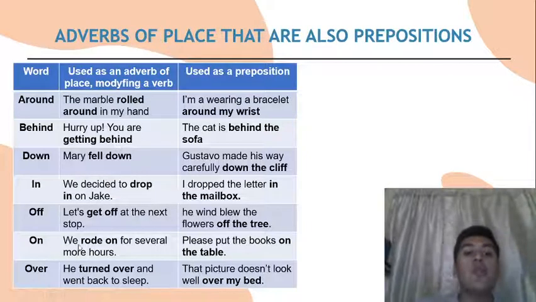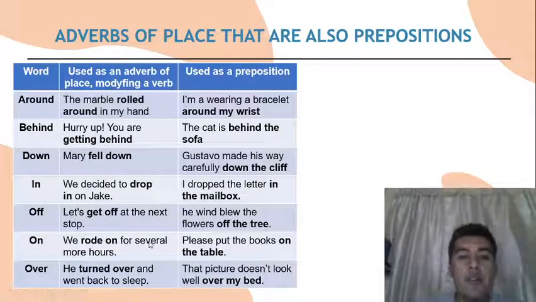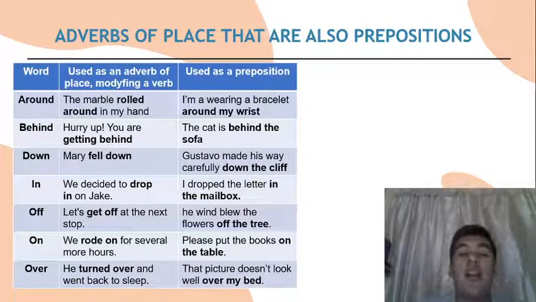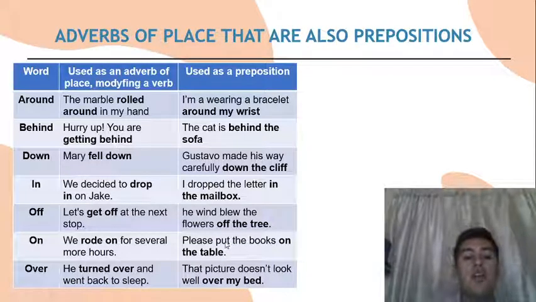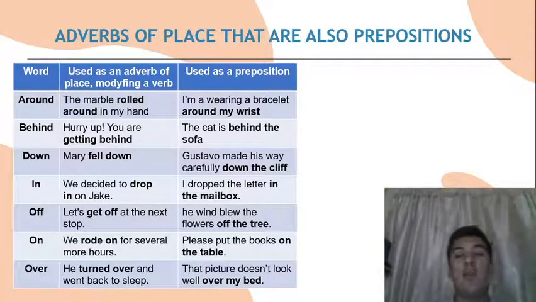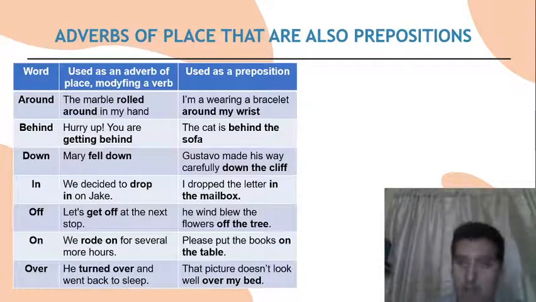On. We rode on for several more hours. Well, rode on, you will probably be riding a horse. So that is, in a few words, rode right on. Past, rode on. And using the word as a preposition: please put the books on the table. You see the difference? On the table, on a surface.